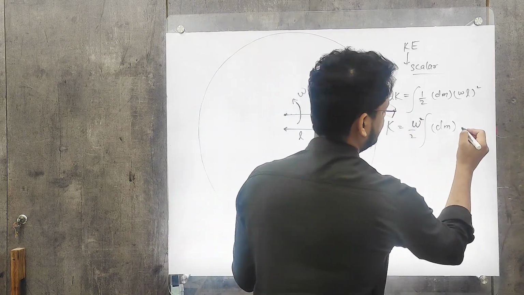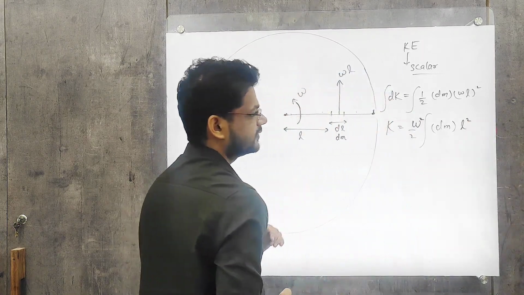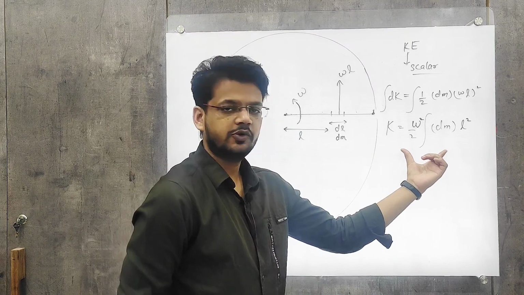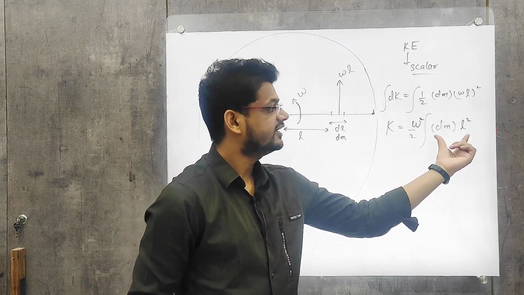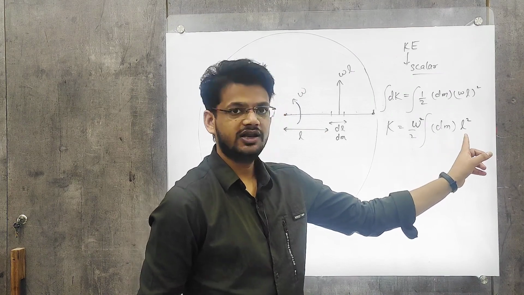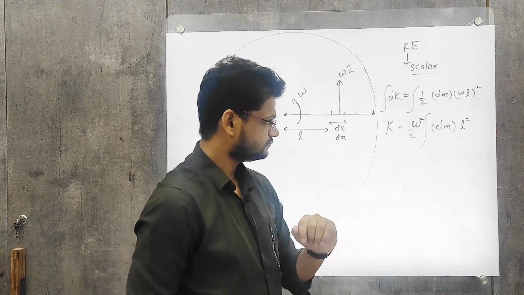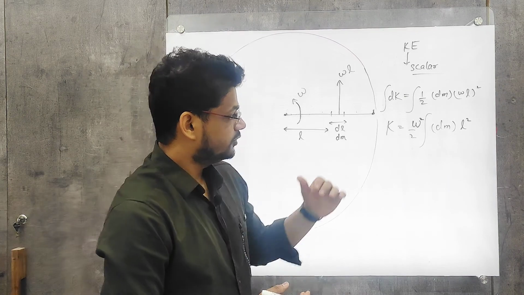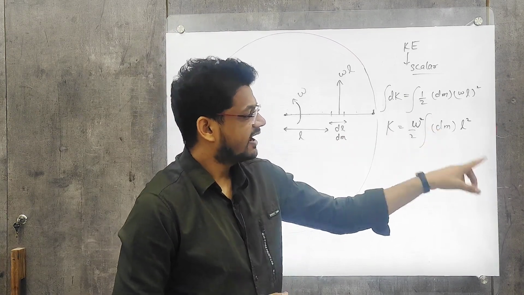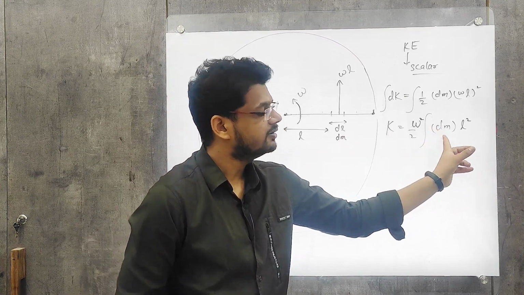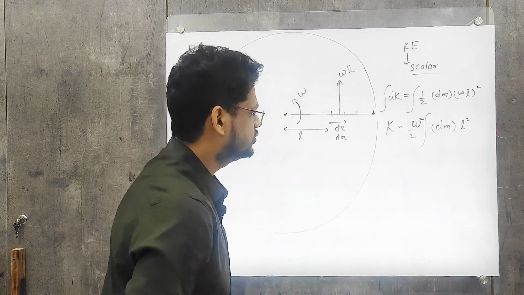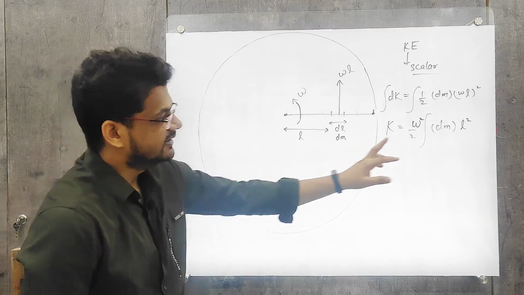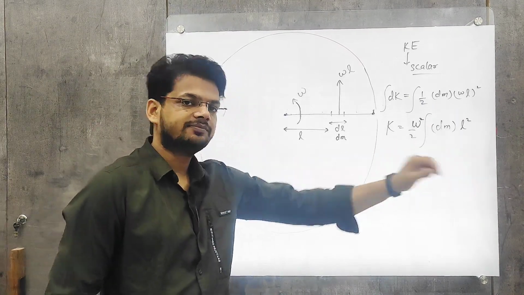Now what is left with us? L square. Now is this integration possible? No. Why isn't it possible? Because we have two variables here. One is small l and second is dm. But to complete an integration, I will have to write this dm in terms of dl. Then only I will be able to integrate this term. So I will try to write dm in terms of dl. How?